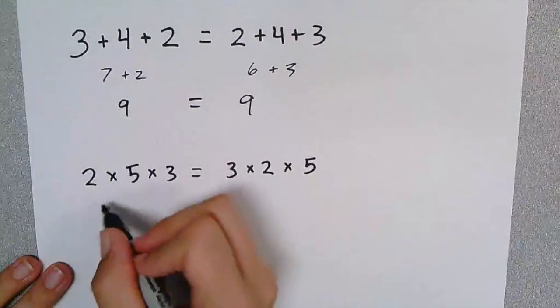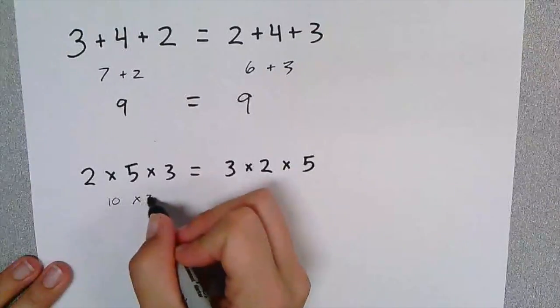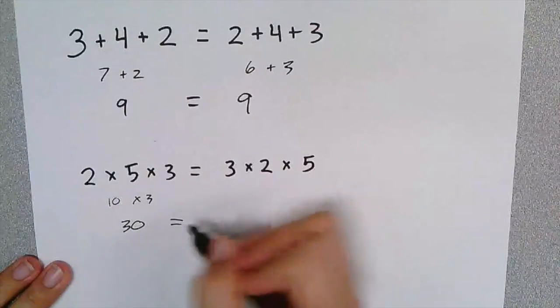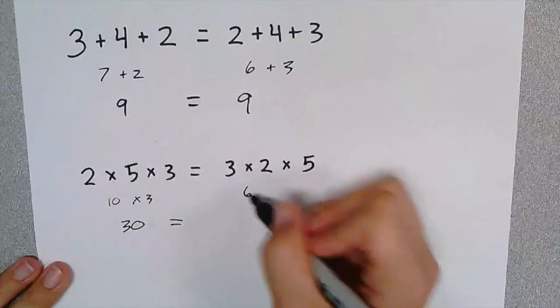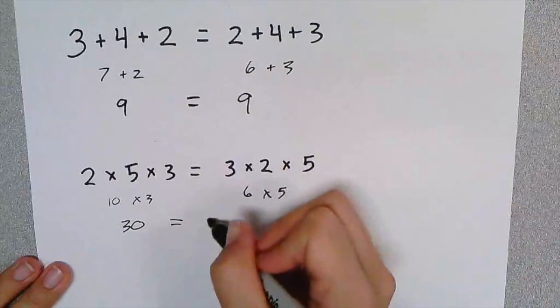What about with multiplication? So 2 times 5 is 10. 10 times 3 is 30. 3 times 2 is 6. 6 times 5 is 30. All right, the next property is the associative property.